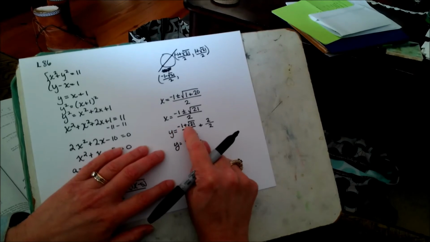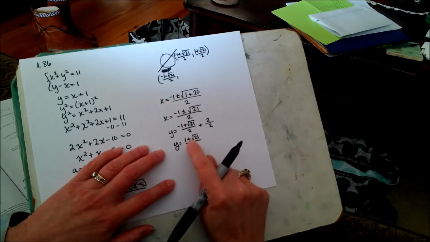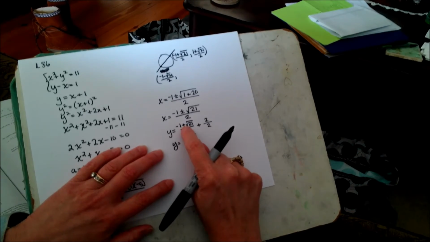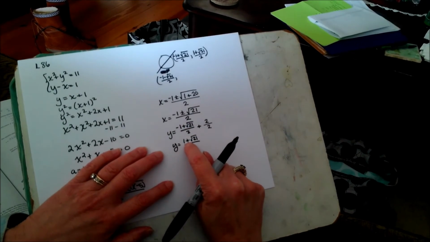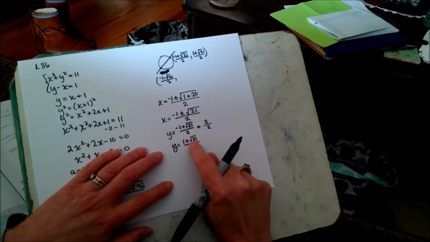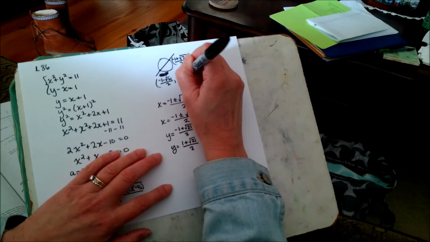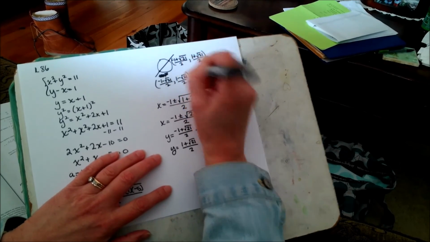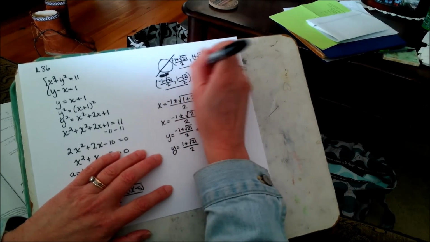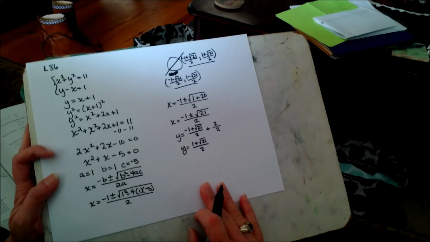And I can go ahead and plug this one in, but notice the only thing that's going to change is this sign right here. So this one's going to follow the same pattern, only it's going to be a minus. So it's going to be a 1 minus the square root of 21 over 2. So again, that's my 2 points of intersection. All right.